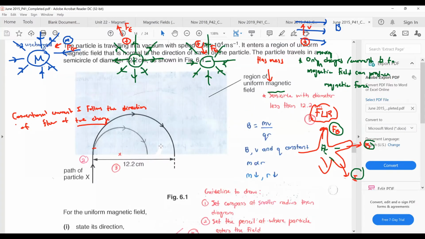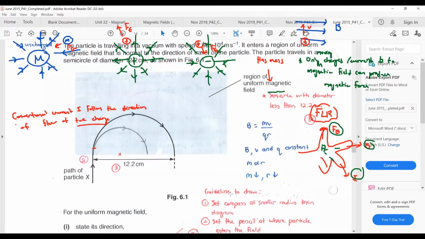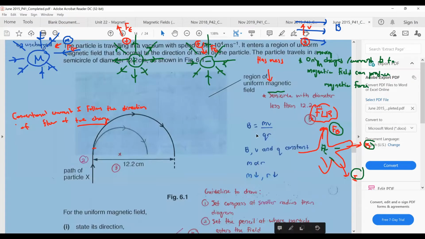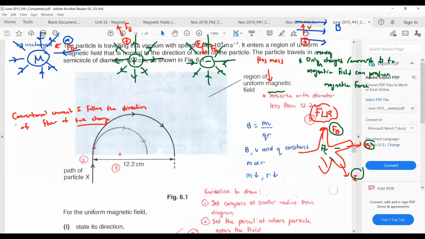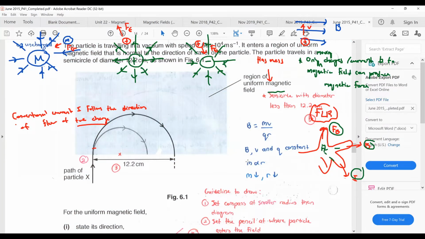So now there are a few things that you could see. The question says that you're entering the same field as before, so B is constant. You're entering with the same speed, so V is constant. And you're also entering with the same charge, so Q is constant. So you will eventually come to the conclusion that if all these three are constant, that means mass is directly proportional to R.